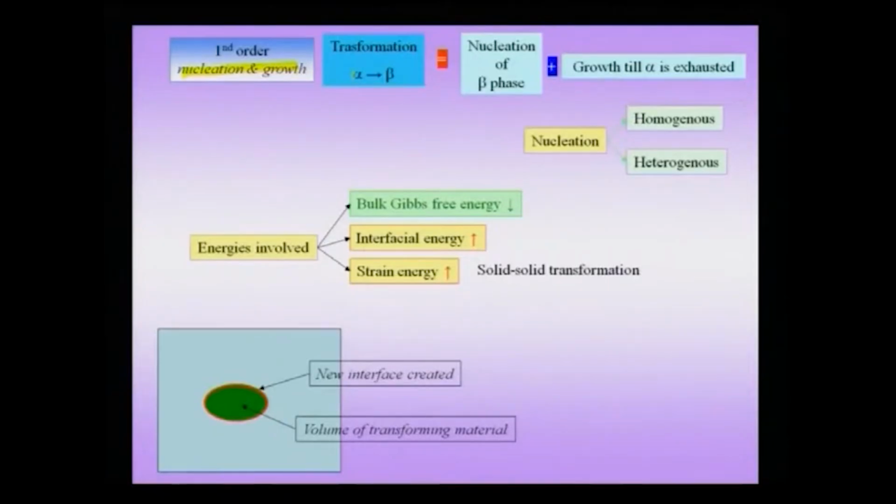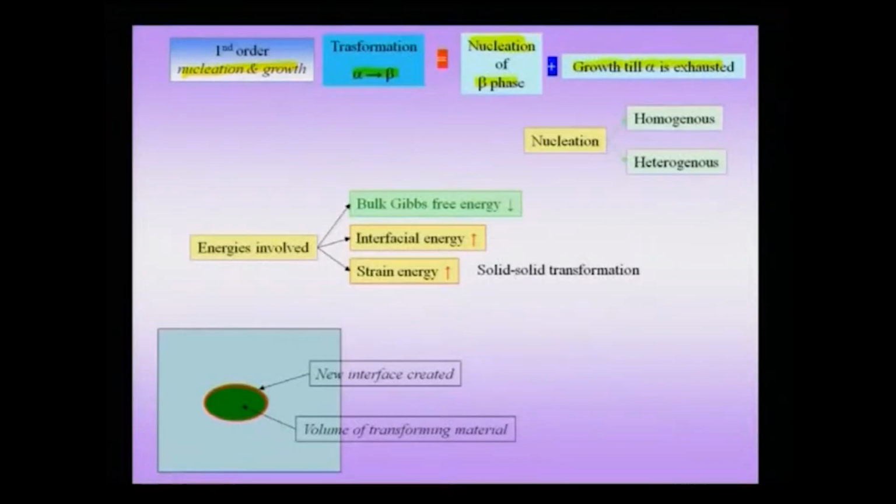Since we are talking about this first order nucleation and growth kind of transformation, and I am talking about a phase transformation from the alpha phase to the beta phase, first, in the alpha matrix I need to nucleate a beta phase, and second, the alpha phase has to be exhausted. That means the beta phase has to grow to its final state, so that all the alpha is consumed. If it is a transformation wherein both alpha and beta can coexist, then at the end of the transformation you will have a certain volume fraction of the beta phase and a certain volume fraction of the alpha phase.